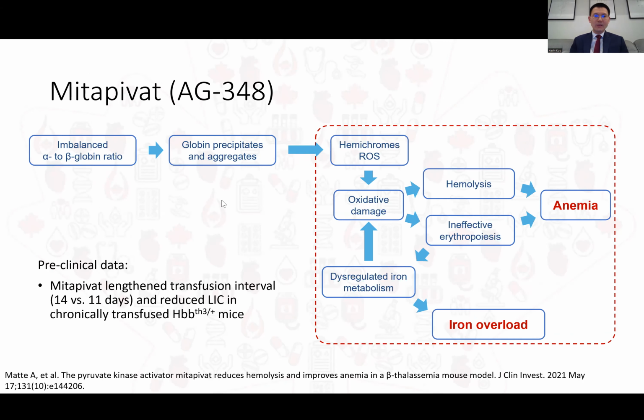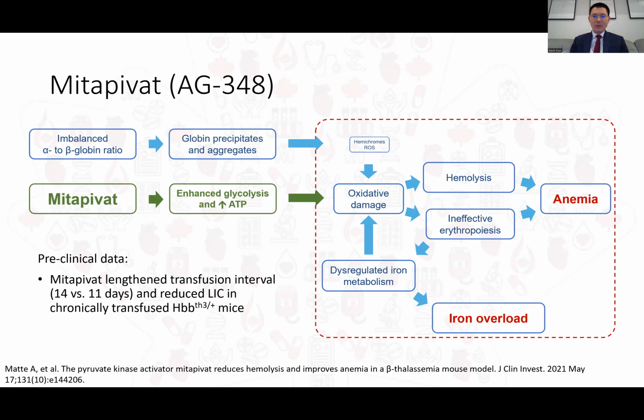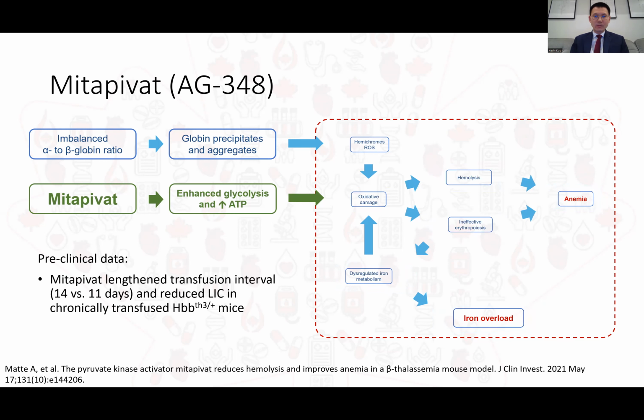Mitapivat is a pyruvate kinase activator and is hypothesized to enhance glycolysis and increase ATP, and thus reduce hemichrome and reactive oxygen species, reduce oxidative damage, leading to a reduction in hemolysis in ineffective erythropoiesis, thus improving anemia, and perhaps it can also reduce dysregulated iron metabolism and therefore reduce the iron overload.